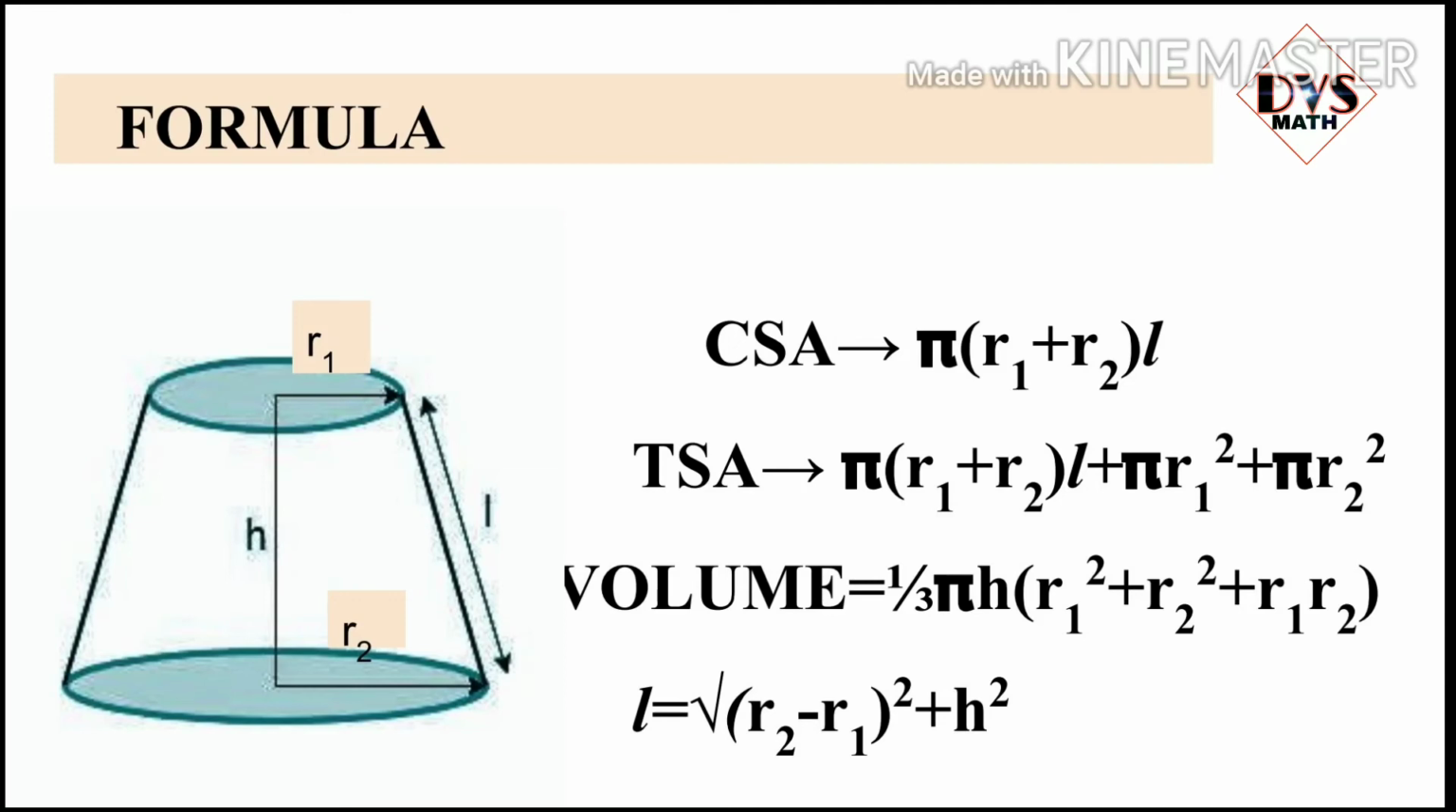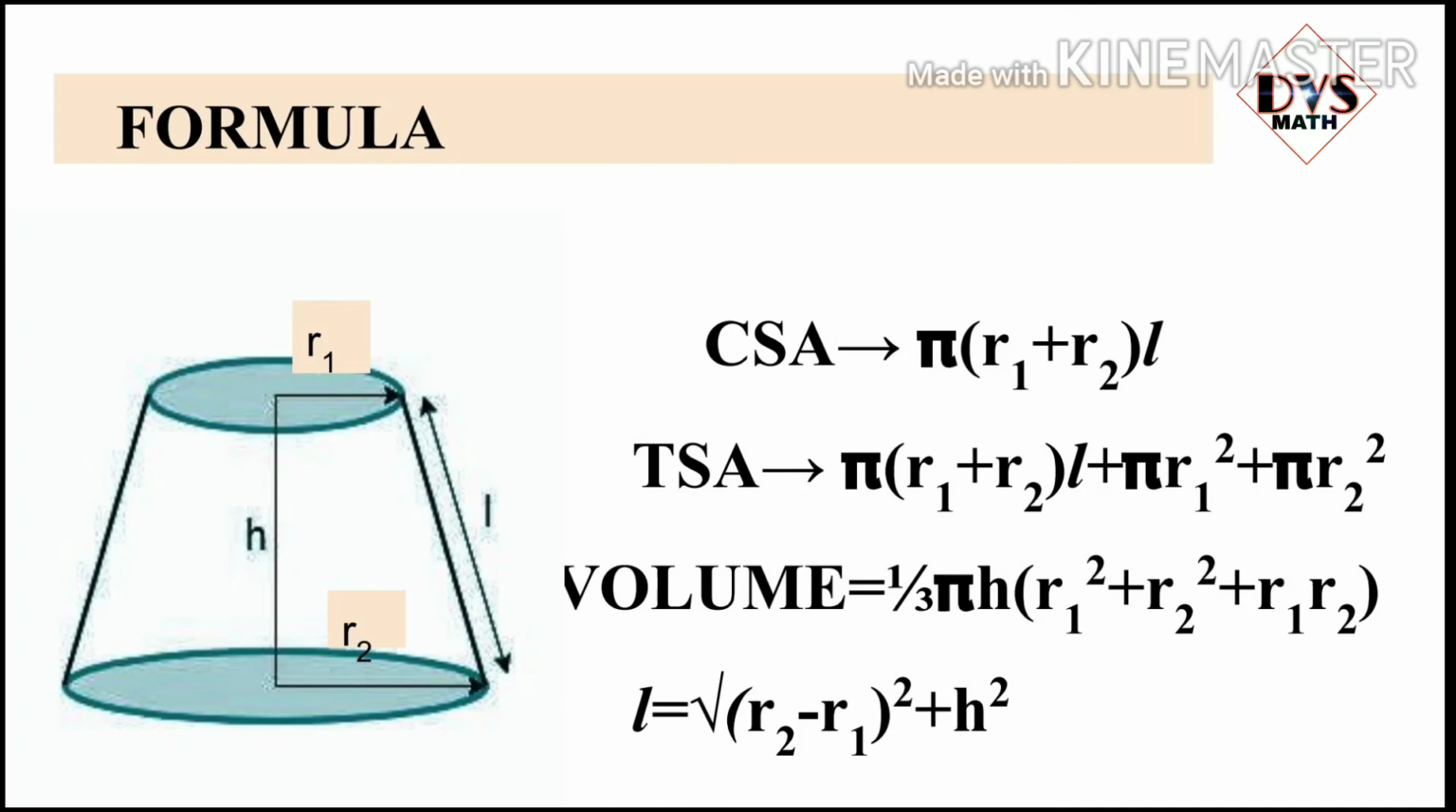TSA is CSA plus base circles. Clear? So CSA is pi times R1 plus R2 times L plus, here we have two circles, one top circle and another one bottom circle. So it is pi times R1 square plus R2 square. Volume, again we compare with the volume of cone. It is 1 by 3 pi R square h.